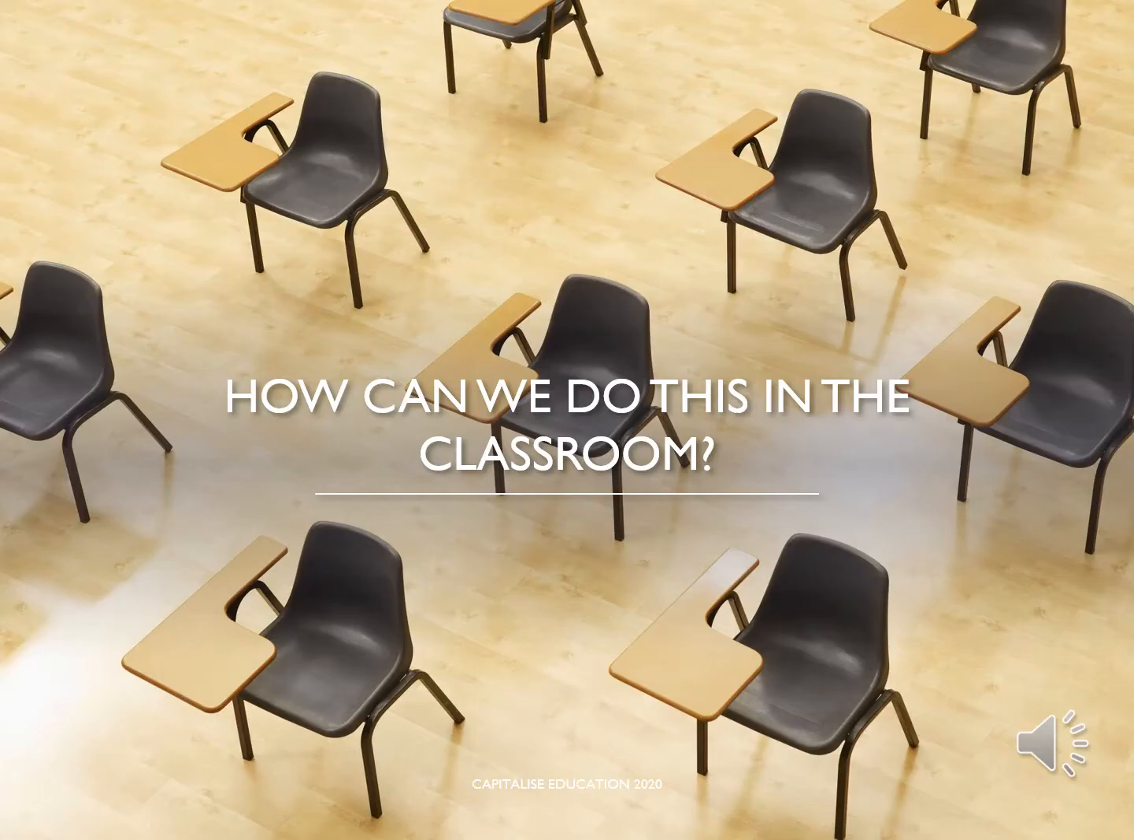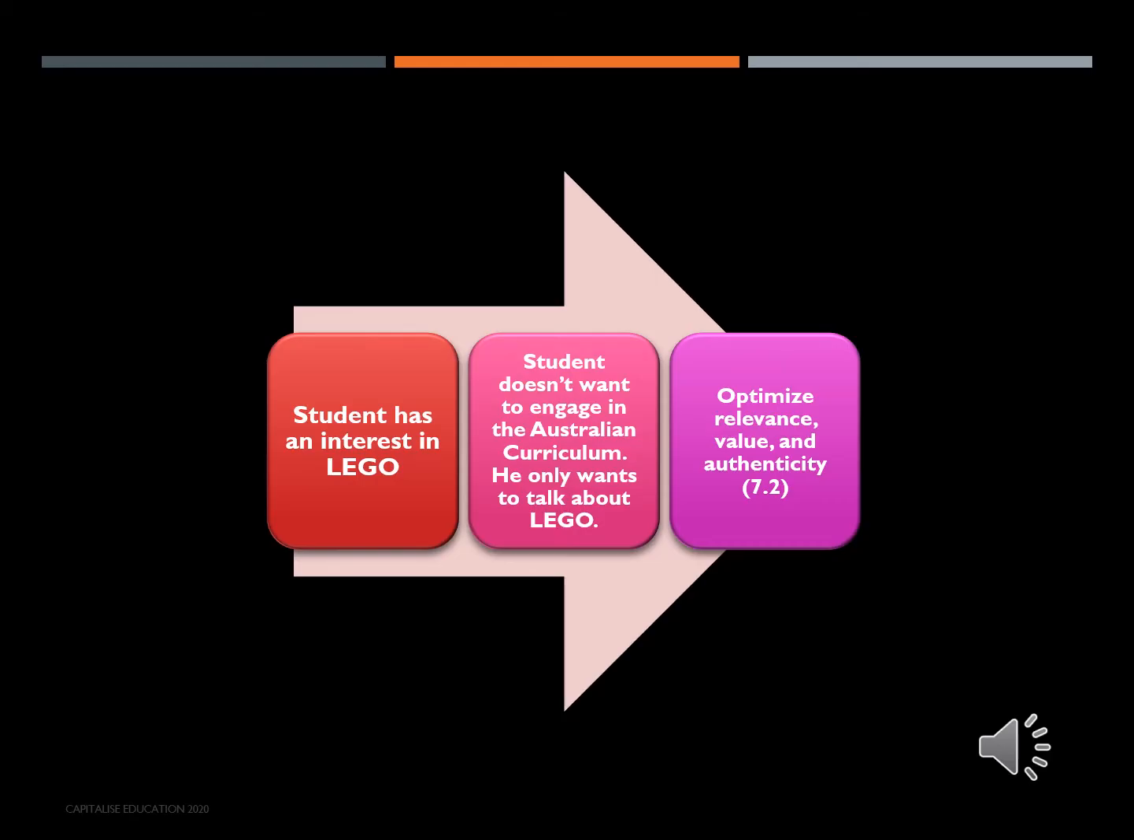So, how can we do this in the classroom? For our hypothetical student who has a characteristic of having an interest in LEGO, which means that he doesn't want to engage in the Australian curriculum, he only wants to talk about LEGO all day, we could look at UDL checkpoint 7.2, optimizing relevance, value, and authenticity.